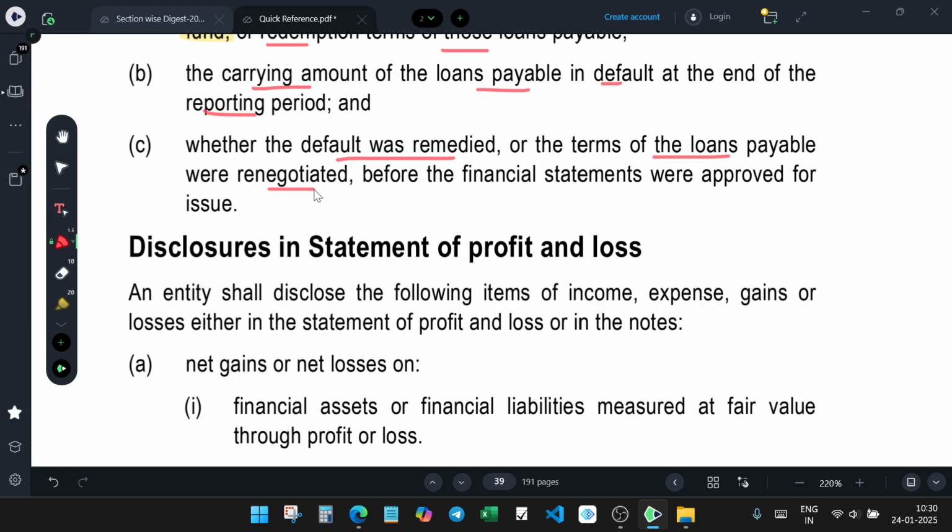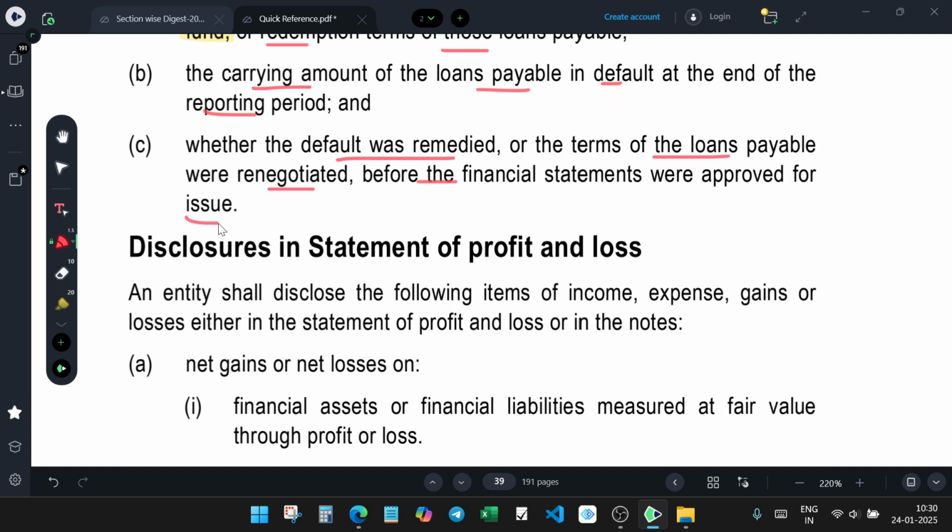So the default is remitted. Default is remitted means we had some default, but we have repaid it. And we have renegotiated the loan terms. So we have 3 years, we need to go to 5 years. And this happens before the financial statements are approved for issue.